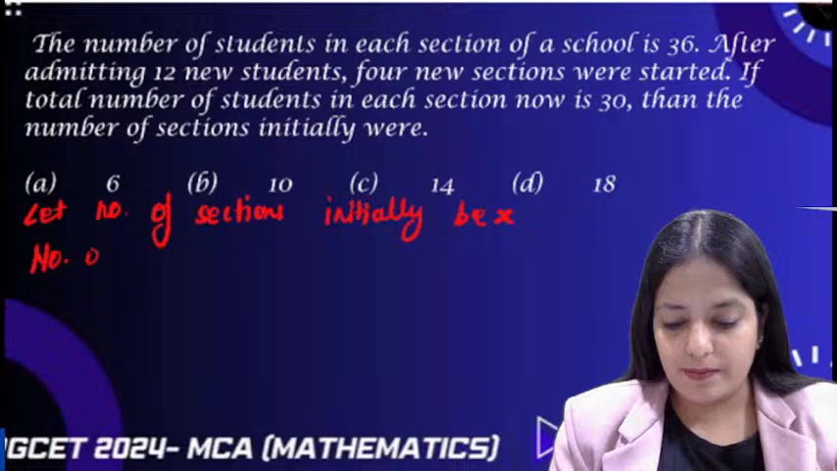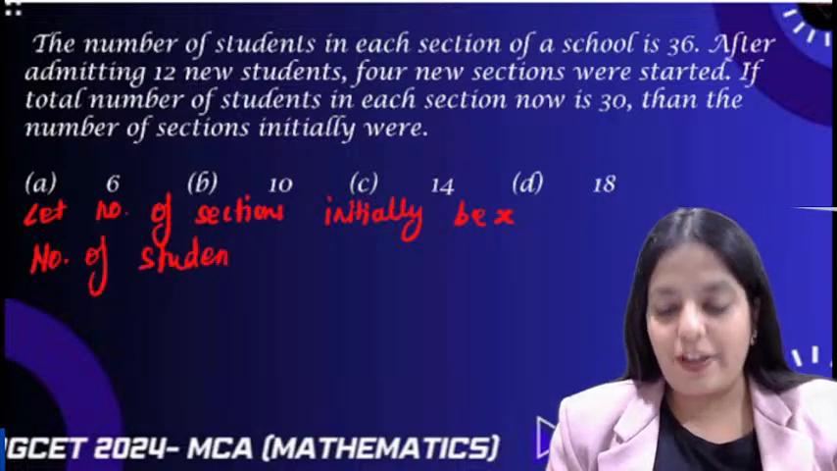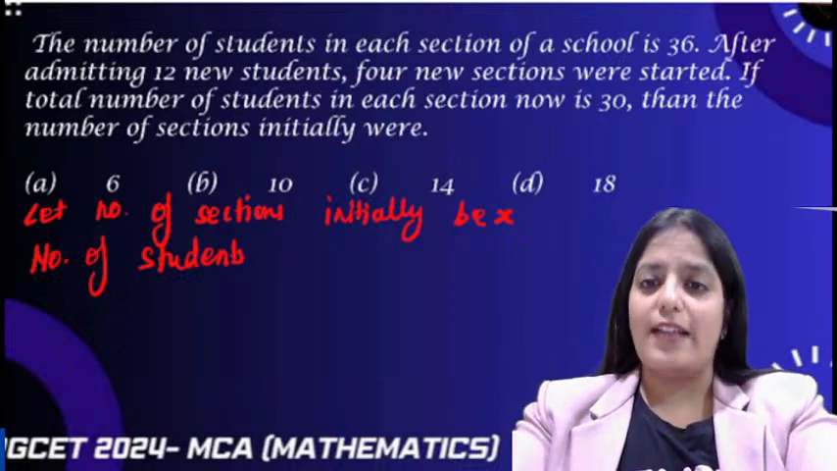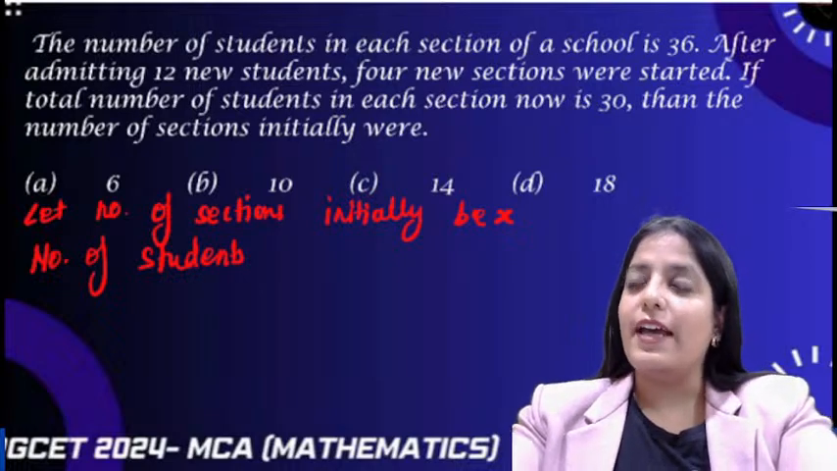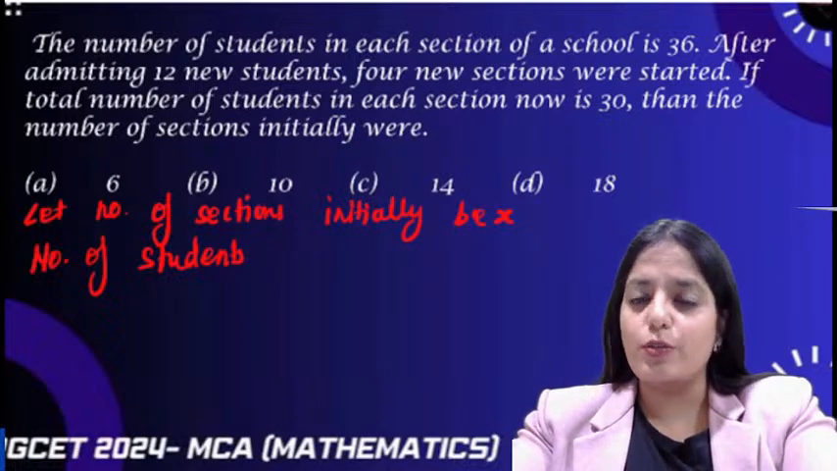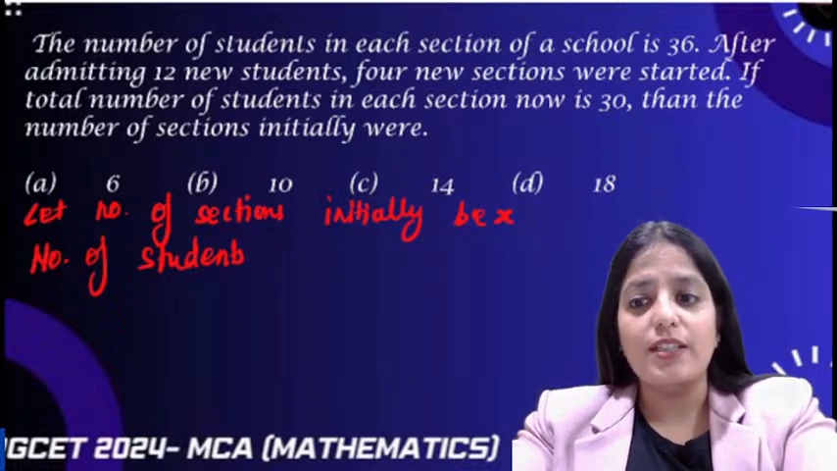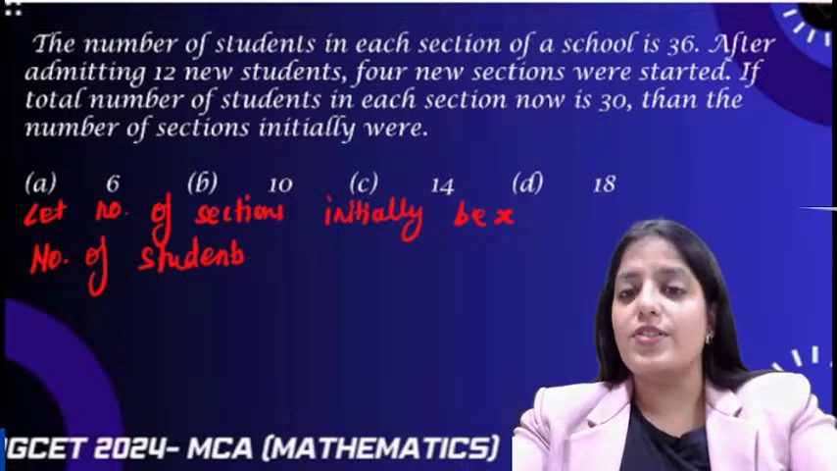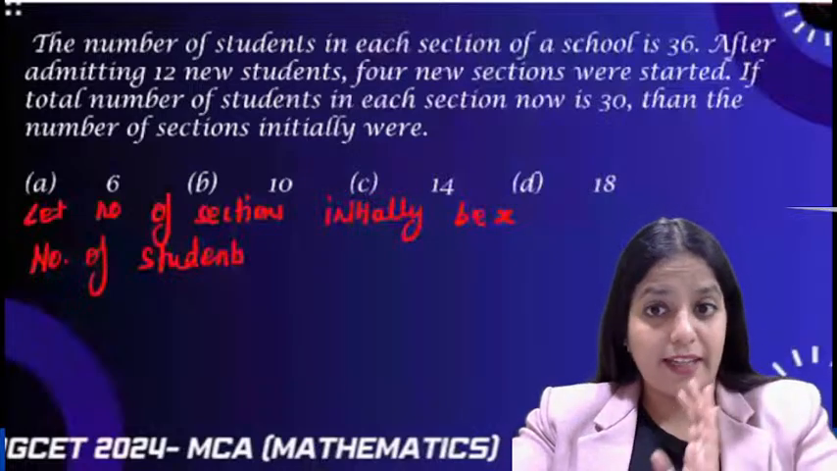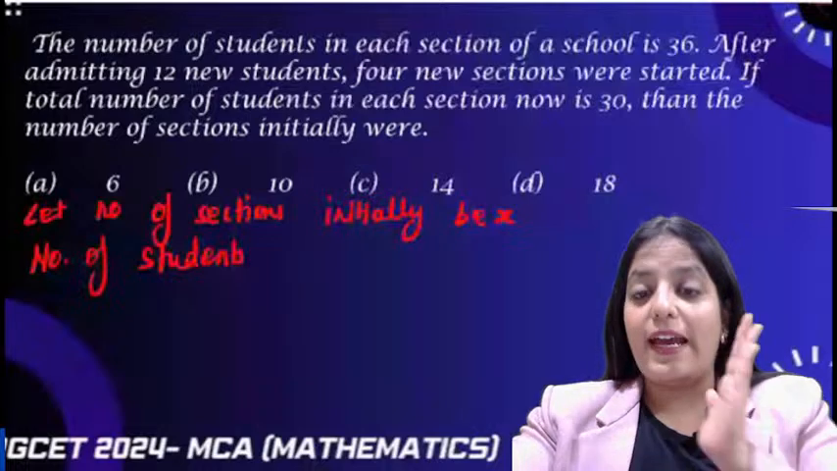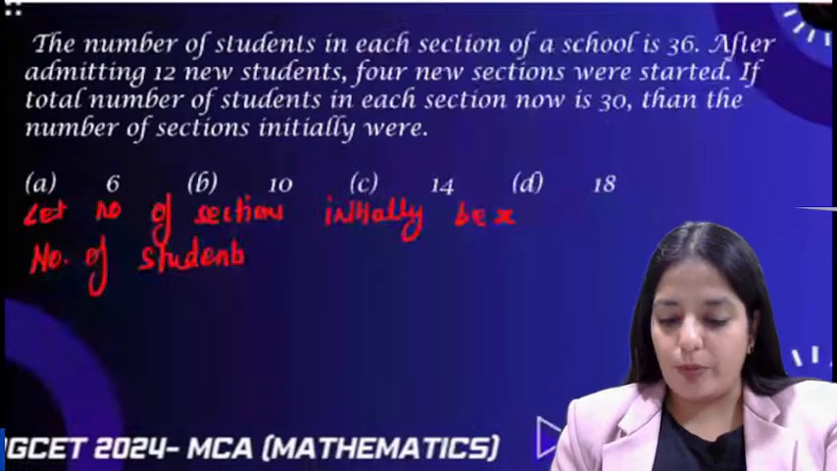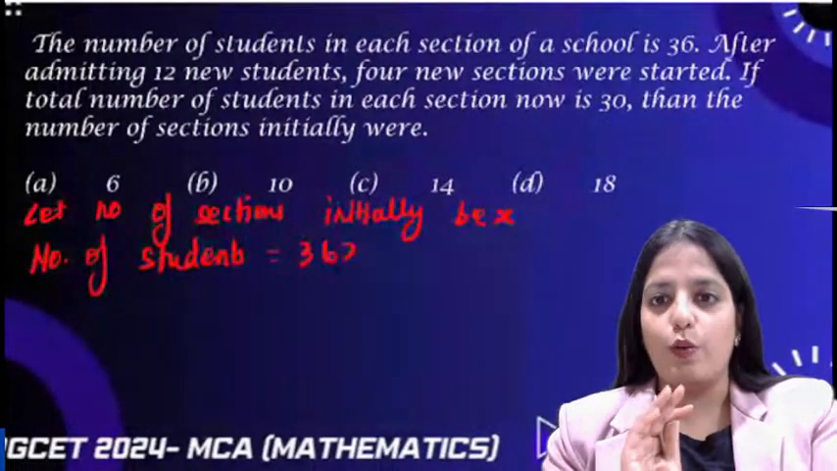Very easy. If I say there are, for example, 10 sections in the school, and in each section there are 36 students, how many students will be there? You just need to multiply 36 by 10, that is 360. Similarly, here we don't know how many sections initially were, so let's assume it as x. The number of sections would be x and the number of students in each section is 36, so the total number of students would be 36x.